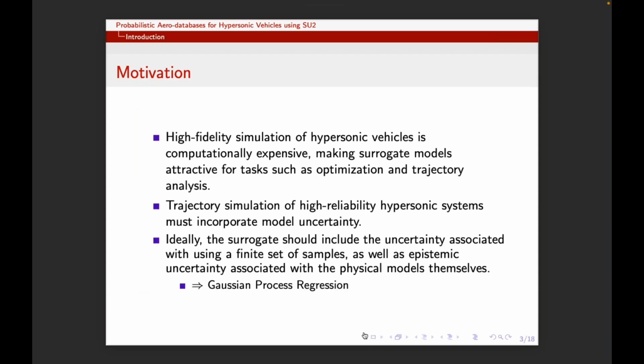So the motivation really is that high fidelity simulation of hypersonic vehicles is generally computationally expensive, and that's for a couple of reasons. You may have time step limitations due to high velocities. You can have complex physics, which requires physical modeling of chemical reactions, and this makes surrogate models attractive for many query tasks such as optimization or trajectory analysis.